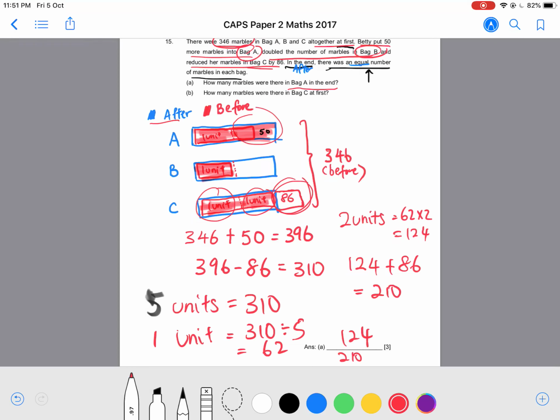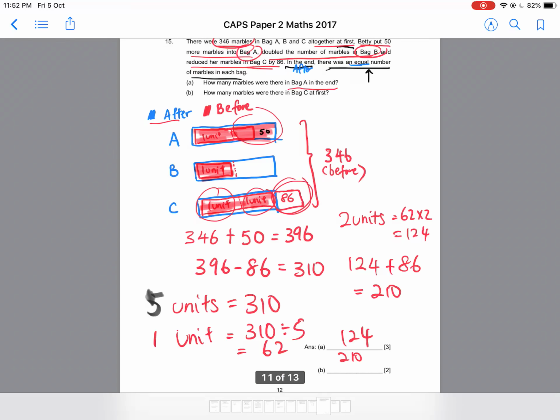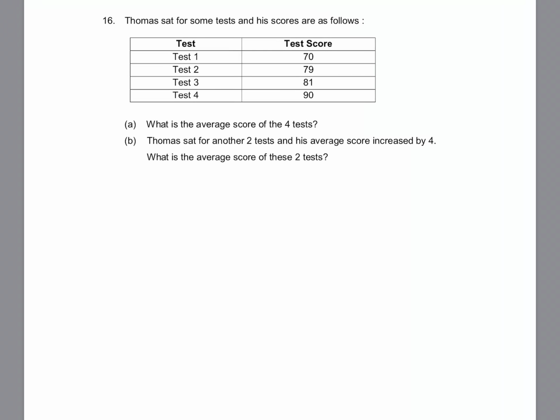So over here, now the same question is not going to come out, but do you see how important colors are? Very, very important. Colors help you to see the differences. Alright, so we're going to move on to question 16.